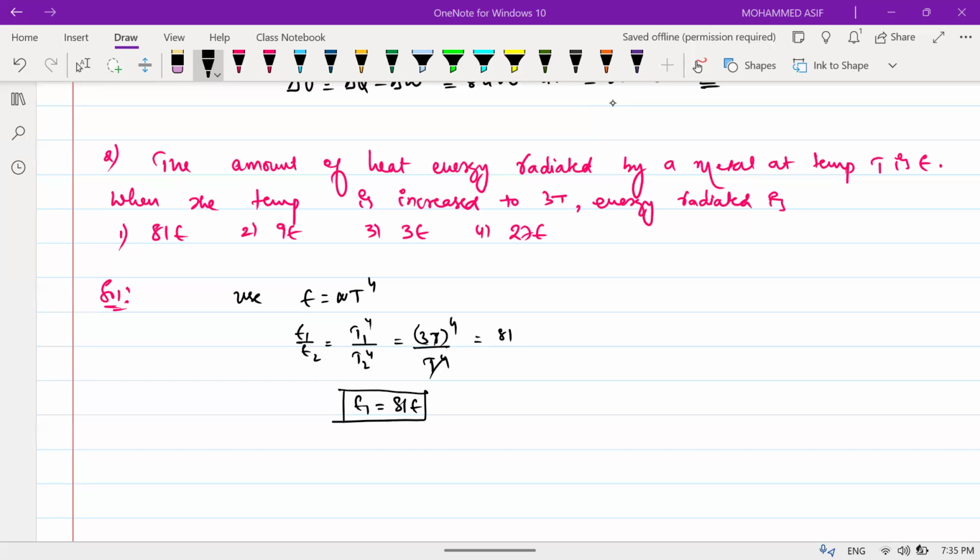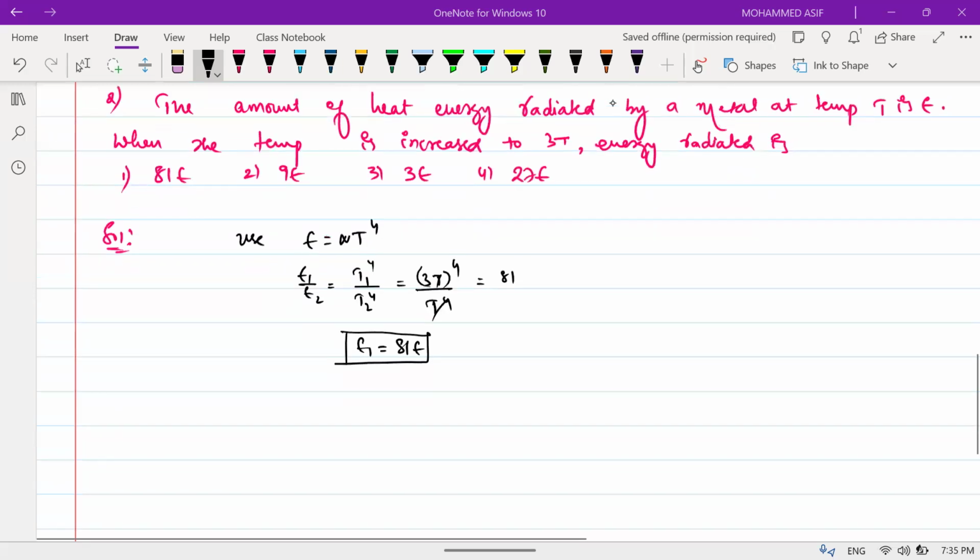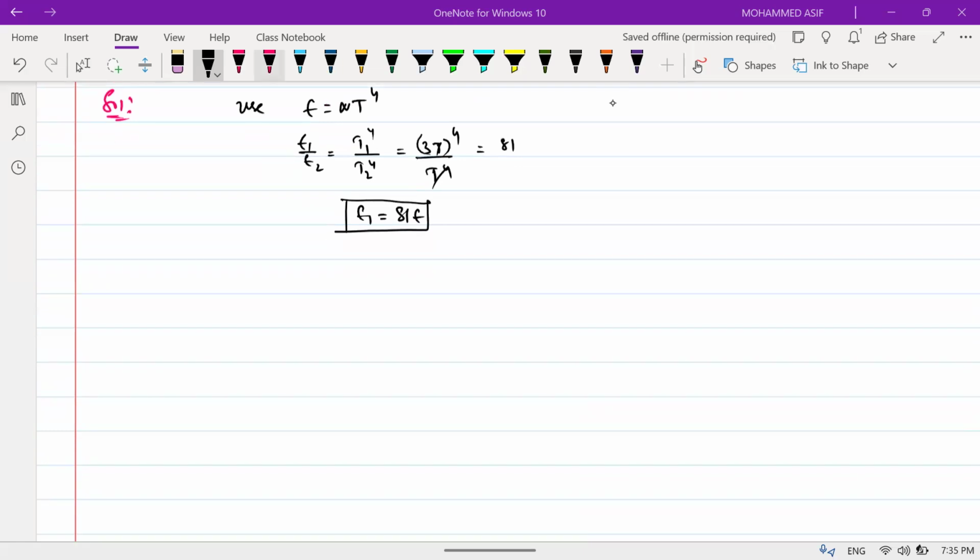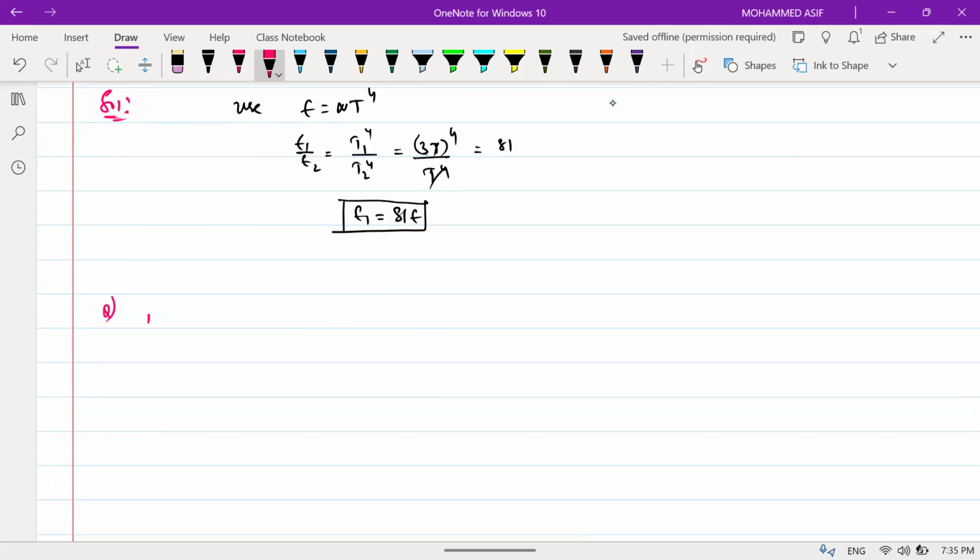Did you get it, beta? Am I clear with this question? Sure. Yesterday I did this model on heat transfer. You just try to do this question, everyone.